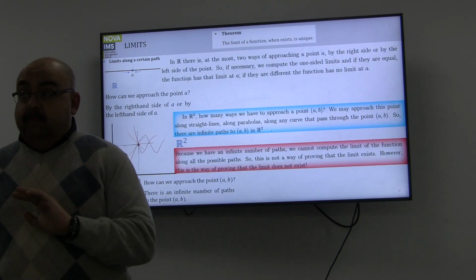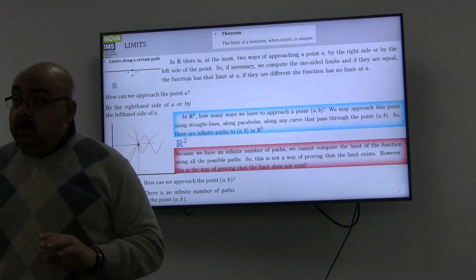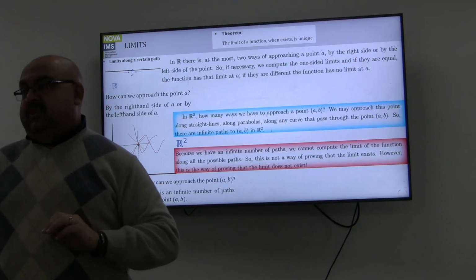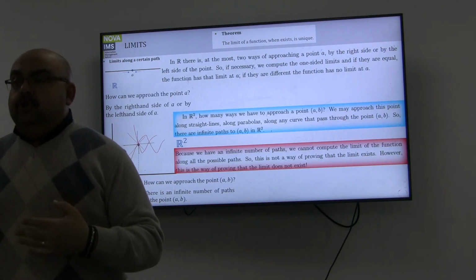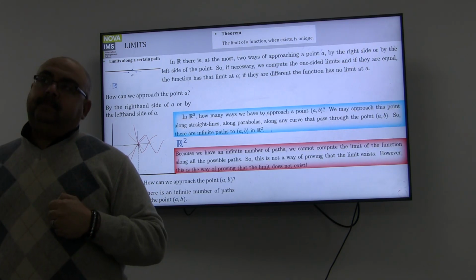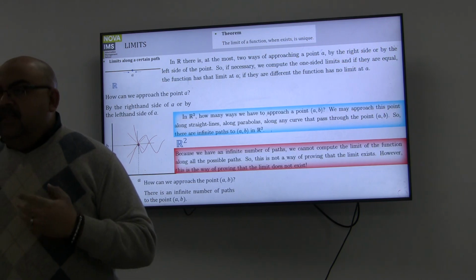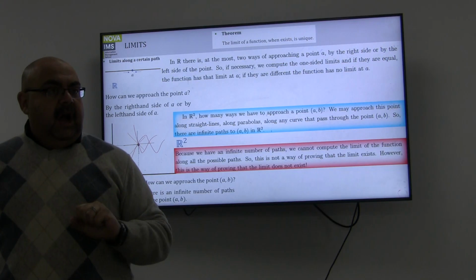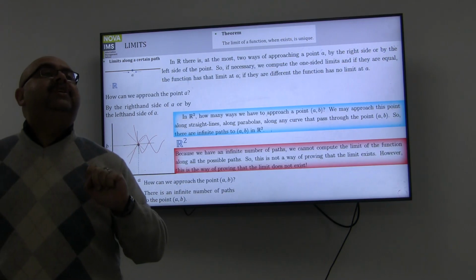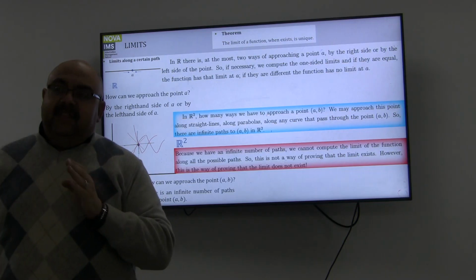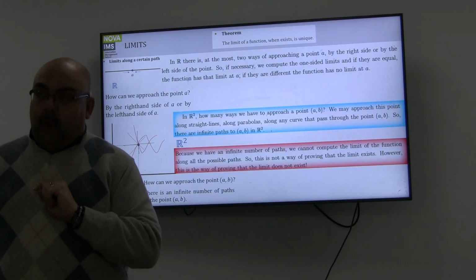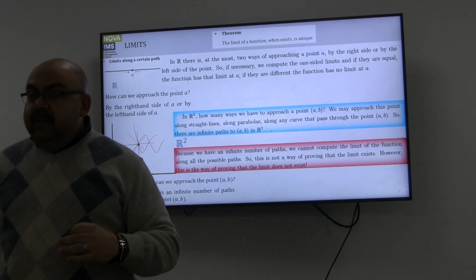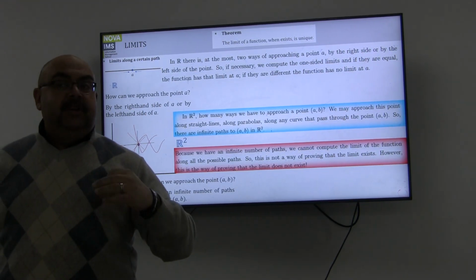And if all of them are equal to a certain value, it is not confirmed yet that this limit exists. But I will have a hunch, or I can speculate that the limit is equal to that value. How to be sure? I will go through the definition. This is why the definition is very important to understand, and you will see it. You will go through a proof. That's how we show the limit will exist.